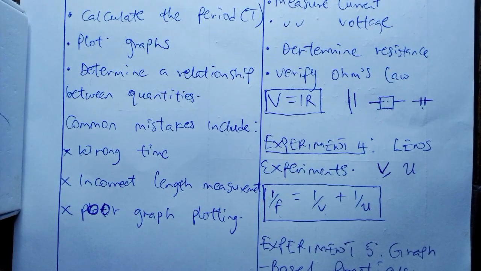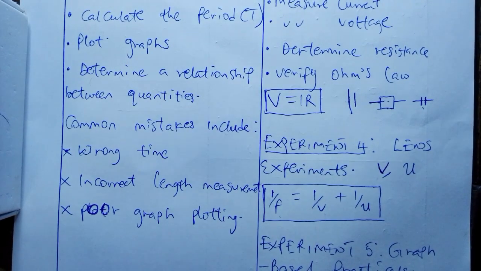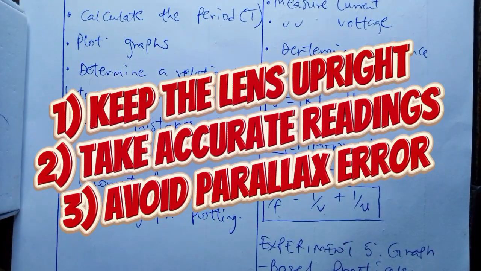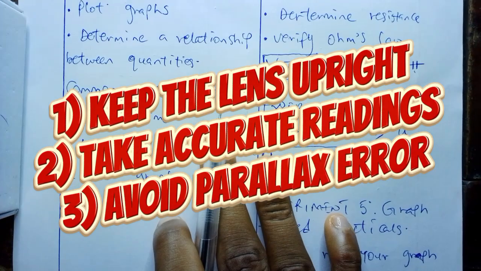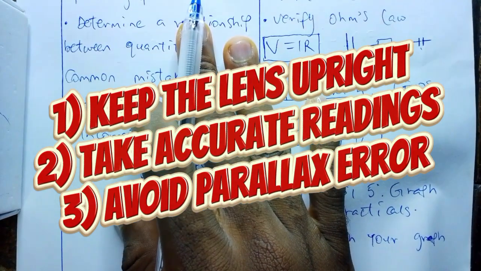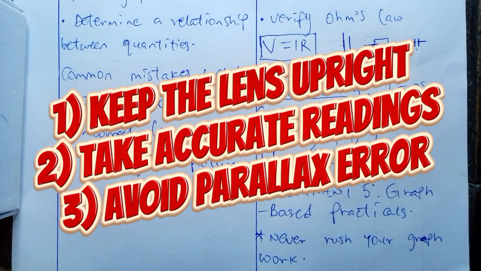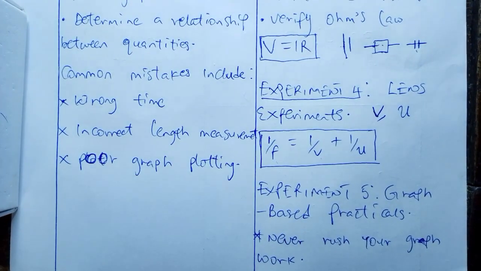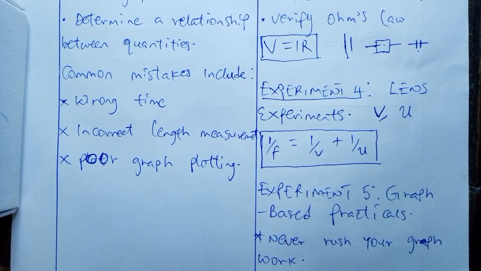Ensure you learn your lens experiment very well. Now, what to remember? When performing your lens experiment, ensure you keep the lens upright, take accurate readings, and avoid error due to parallax. I repeat, jot this down: keep the lens upright, take accurate readings, and avoid error due to parallax. Small mistakes can significantly affect your results.